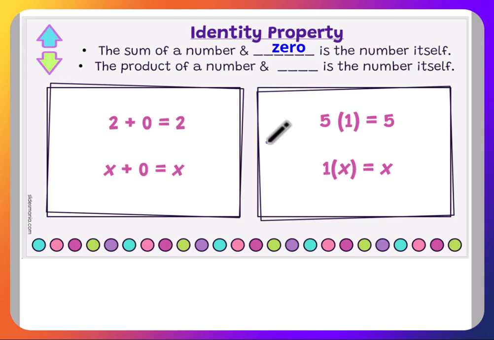So this property you've learned in elementary school. You just didn't know that it was called the identity property. But you learned that any number plus 0 equals the number itself. You also learned that any number times 1 is the number itself. So if you have a number and you want to rewrite it, make it an equivalent expression, but get the same answer, all you have to do is either add it to 0 or multiply it by 1.